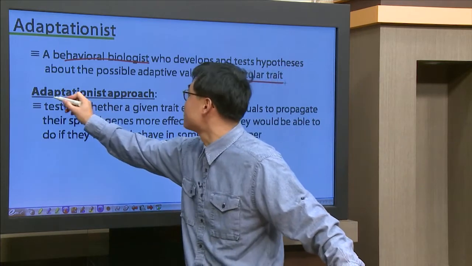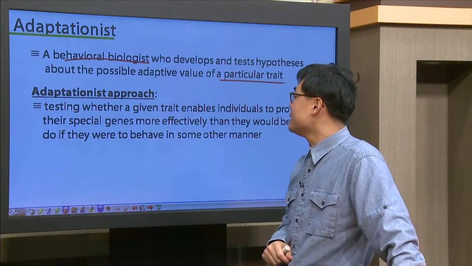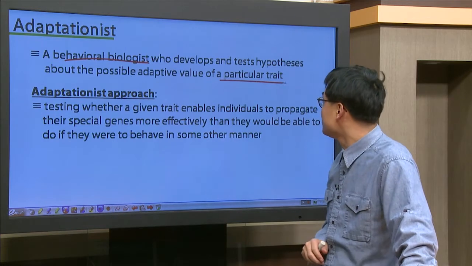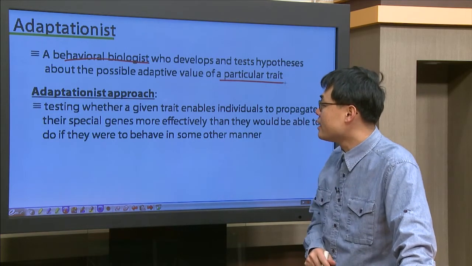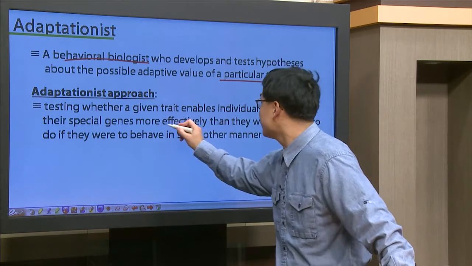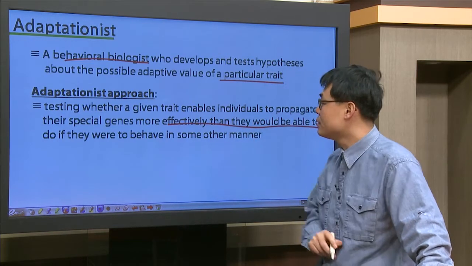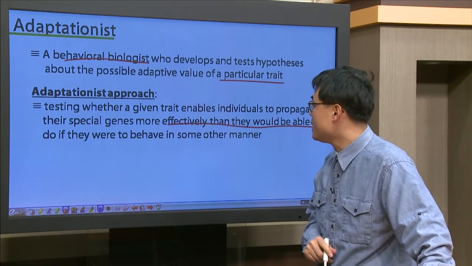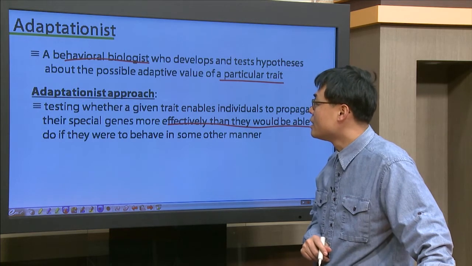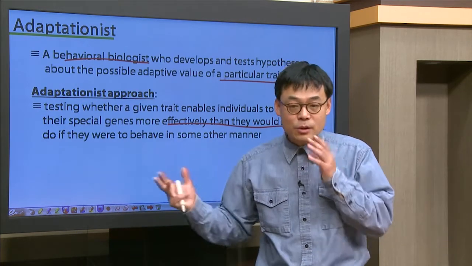So the adaptationist approach is testing whether a given trait enables individuals to propagate their genes more effectively than they would be able to if they were to behave in some other manner. So again, basically all the same ideas.